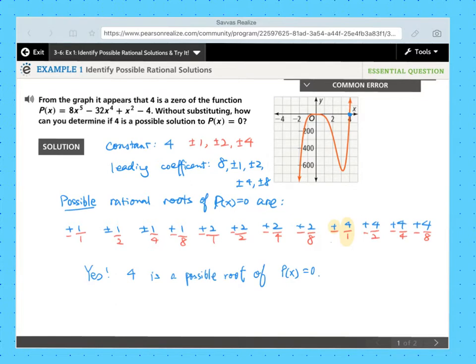Okay, sorry about my handwriting. It looks like chicken scratch on paper. But the way to double check it is very easy. Substitute 4 in there, see if you can get an answer or not.